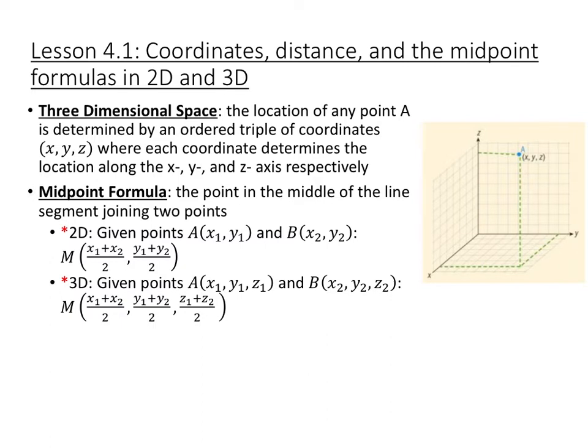So midpoint formulas. Midpoint is the point that's right in the middle of a line segment containing 2 points. So if you have two points in 2 dimensions, x1, y1, and x2, y2, then the midpoint would just be the average of the 2 coordinates, x1 plus x2 divided by 2, y1 plus y2 divided by 2. If you go into 3 dimensions, it's the exact same thing. You just have to have your z coordinate as well. So it'd be z1 plus z2 also divided by 2.